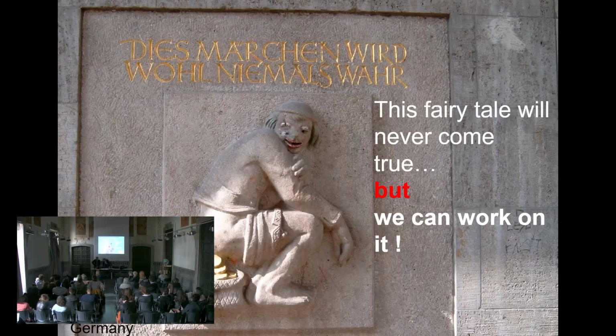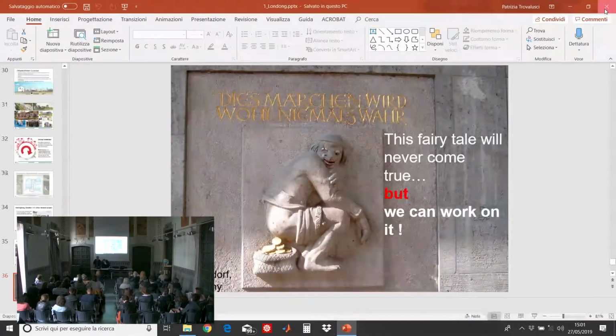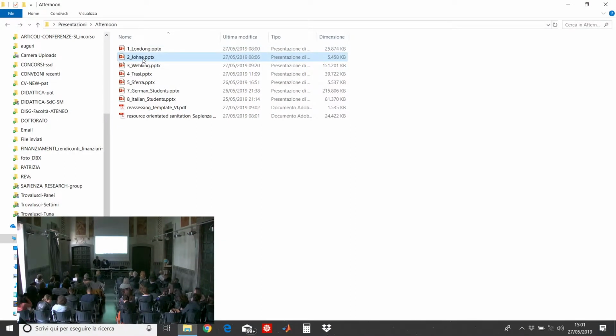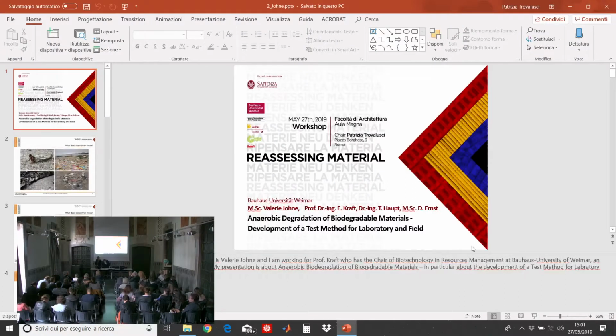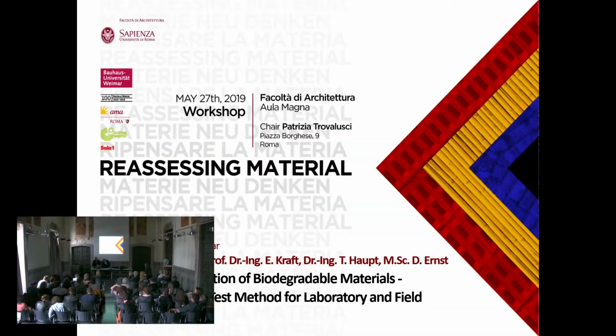This afternoon is in part dedicated to the works of teachers of Bauhaus, and the next talk is by Thomas Haupt and Valerie John. No? Made a mistake? Yes, the speaker is Valerie John, and the title is Material and Form, Anaerobic Degradation and Biodegradable Materials, Development of a Test Method for Laboratory and Field. Thank you.